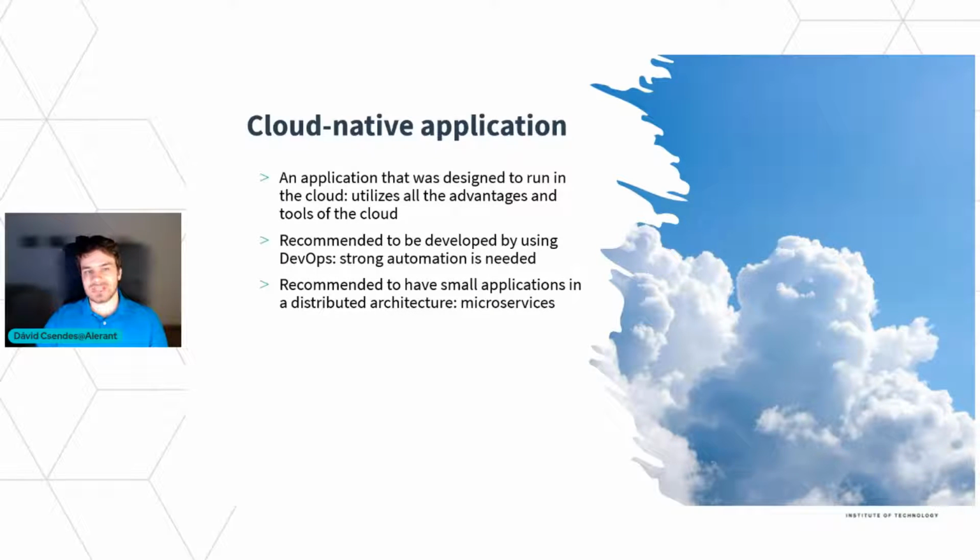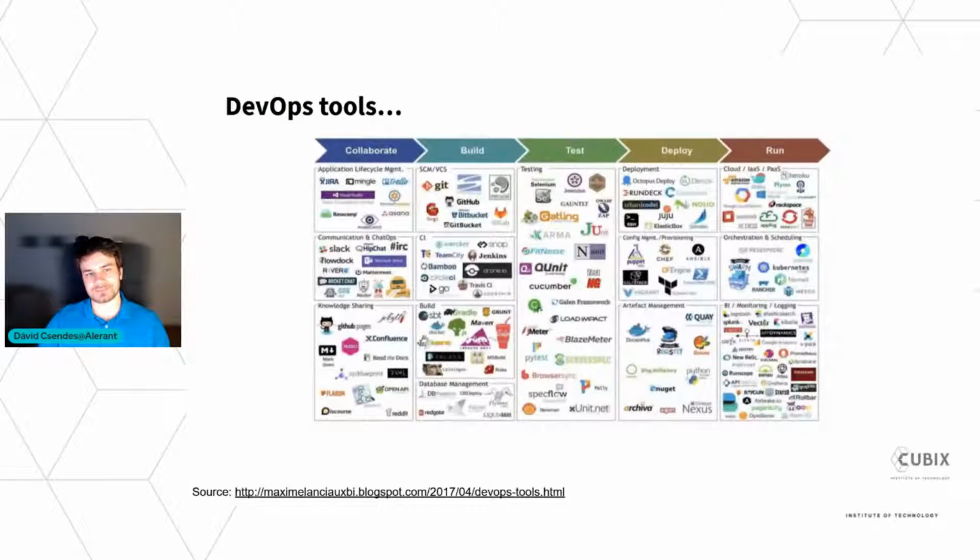And also, it is easier to develop these with smaller applications. The cloud is really good for distributed architectures. So yet again, here we are closely related to microservices. And with the cloud-native applications, we can have advantages like scalability, traceability, resilience, and so on.